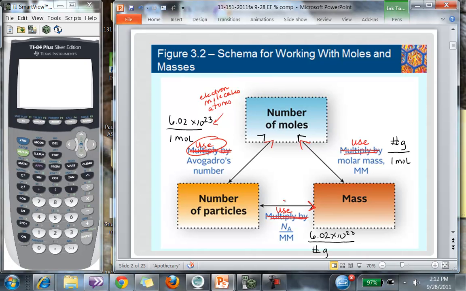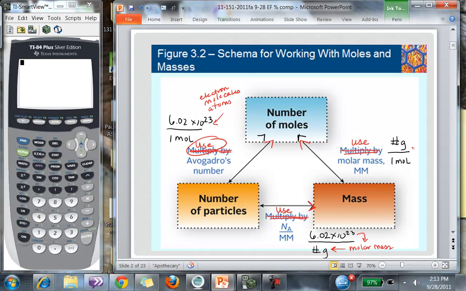If you're going directly between number of particles and mass, you can use the molar mass from the periodic chart. You may have had to add that up. And that would be equal to 6 times 10 to the 23rd of whatever particle it was you were adding up. And then, of course, the most important one is between moles and mass. And you will use the number of grams per mole that you get from the periodic chart.